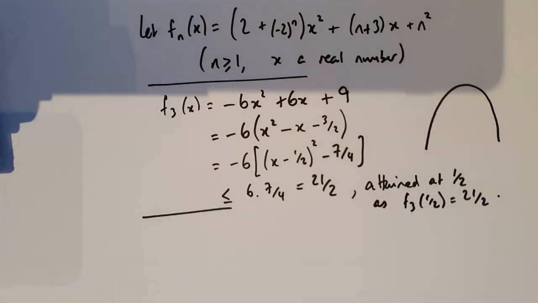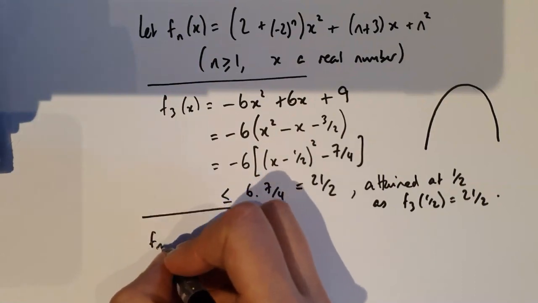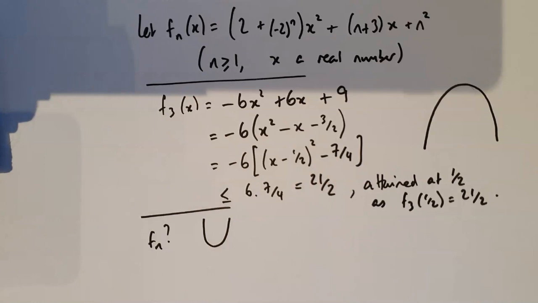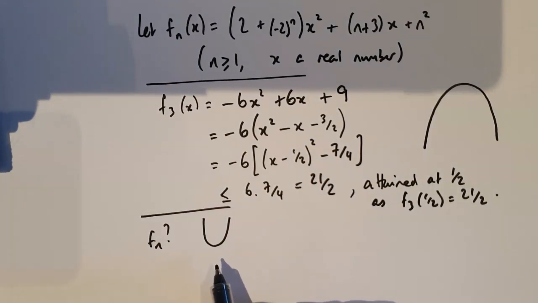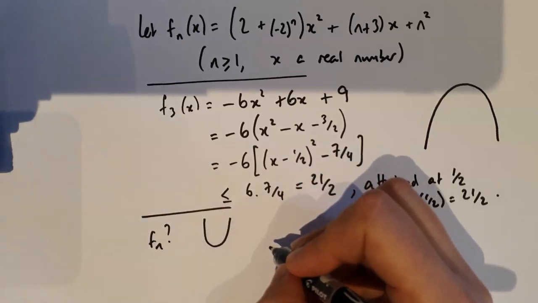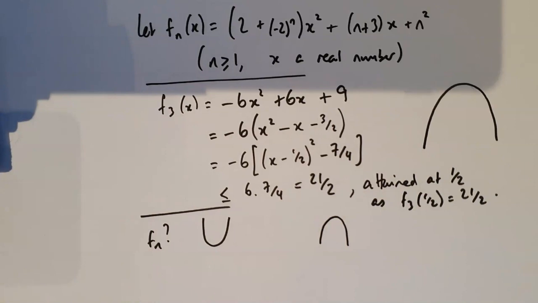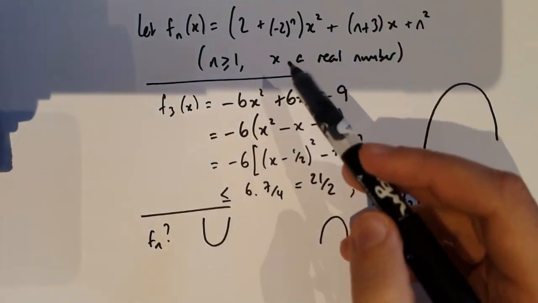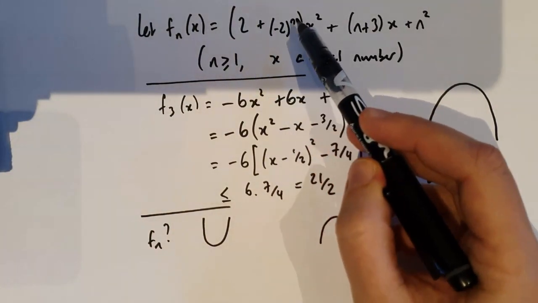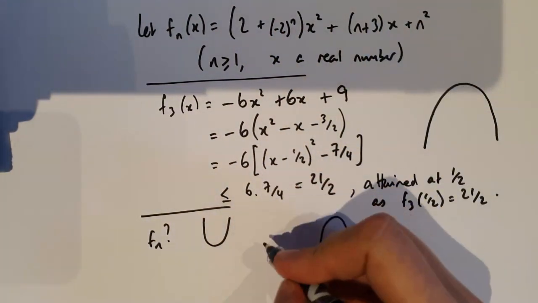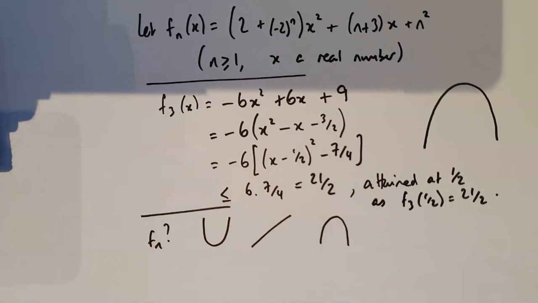So what kind of shapes could fn have? Well, it might have a positive coefficient of x squared and be a quadratic in this kind of classic parabola shape. Or it might have a negative coefficient of x squared and be the kind of parabola that we've just been looking at. Or, just being careful, if this coefficient of x squared is 0, then we're going to end up with something that's linear. It's going to look like this kind of shape.